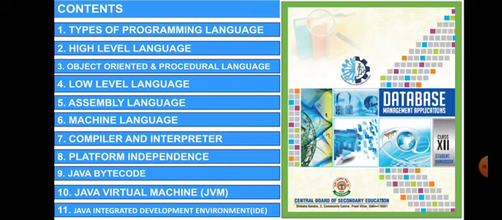The contents that I will be dealing with for today's session are: number 1, types of programming language; number 2, high level language; number 3, object oriented and procedural language; number 4, low level language; number 5, assembly language; number 6, machine language; number 7, compiler and interpreter; number 8, platform independence; number 9, what is Java bytecode; number 10, Java virtual machine, in short JVM; number 11, Java integrated development environment, in short it is called IDE. Now let us move on to our third lesson.